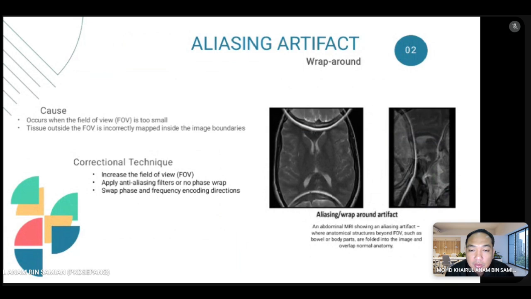So for the correction technique, increase the field of view, apply anti-aliasing filters or no phase wrap, or swap phase and frequency encoding directions.